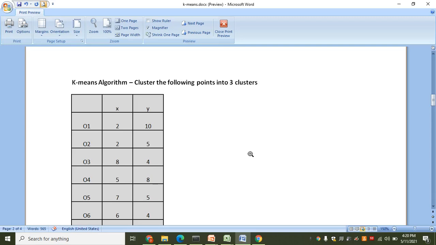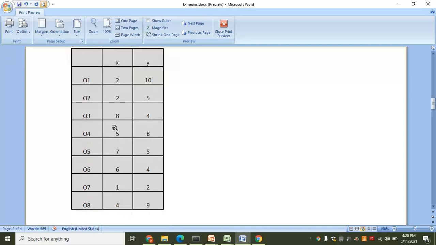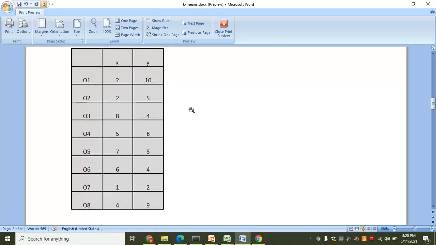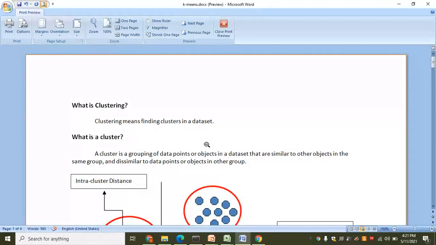Hello everyone. In this video, we will discuss a problem solving in K-means algorithm. We have to cluster the following objects O1 to O8 into three clusters, which have two features X and Y. Before getting into the problem, let us first discuss what is clustering.